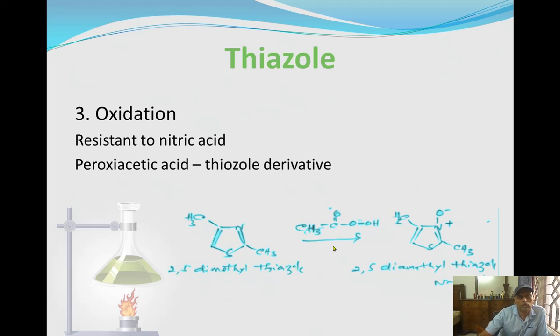2,5-dimethyl-thiazole, reacting with peroxyacetic acid. It's going to give 2,5-dimethyl-thiazole N-oxide. So oxidation is going to take place here at nitrogen, right? So nitrogen is going to have the oxygen over there. This is a quaternary ammonium salt. So the product is 2,5-dimethyl-thiazole N-oxide. That is the oxidation product.